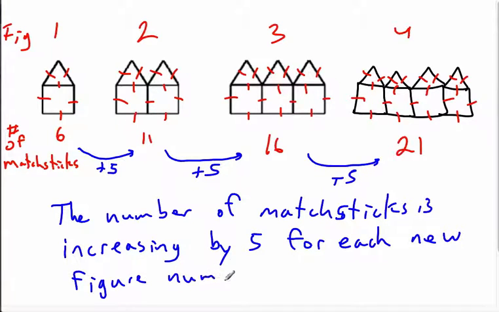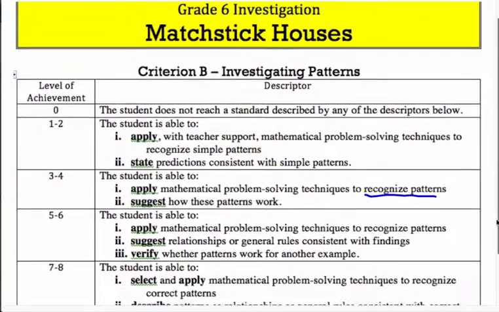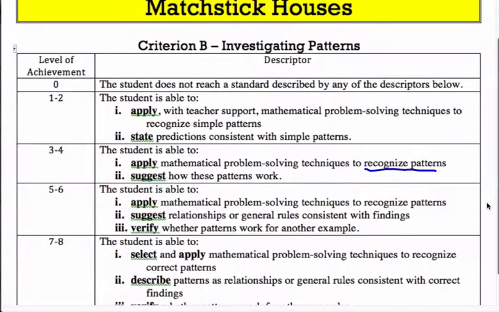Okay, so it's important to write down maybe a sentence or two about what you discovered in the pattern. Okay, so we discovered by looking at these diagrams that it looks like the number of matchsticks is increasing by 5 each time. So what we've just done is we've done this step in the 3-4 box. We've applied mathematical problem solving techniques to recognize patterns. Next, we're going to try to look at the rule and how to make predictions.